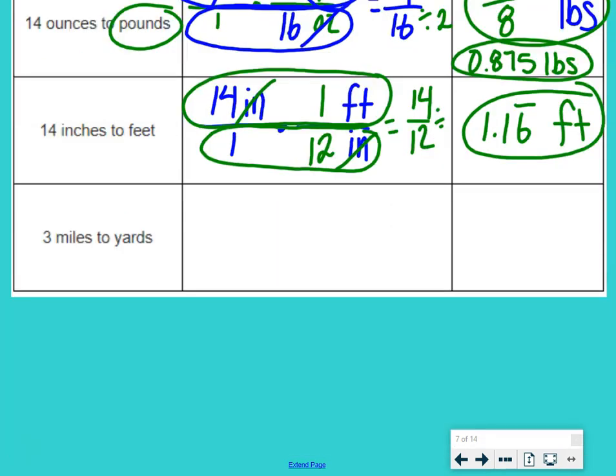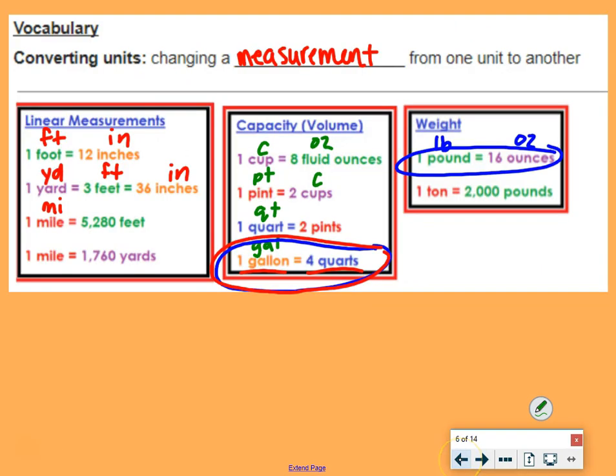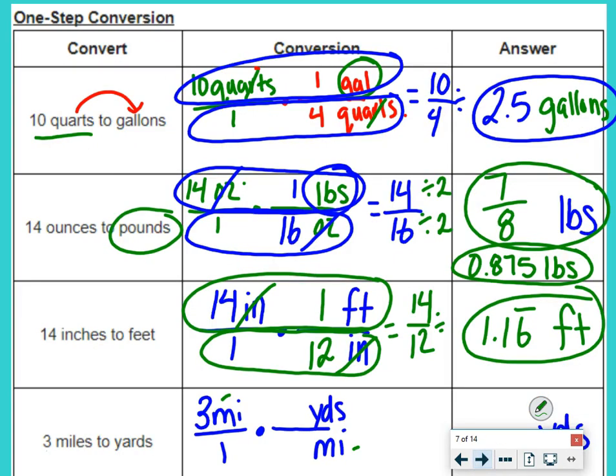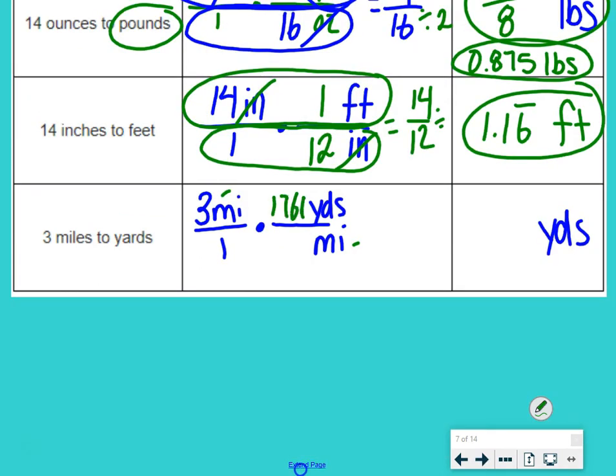Lastly, 3 miles to yards. So we have 3 miles on the top, over 1, times, we want yards on the top, because that's what we want our final answer to be. We want our final answer in yards, and then miles on the bottom. So we have miles on the top and miles on the bottom. Look back at our conversion factors, find miles and yards, and we know that there are 1,760 yards in a mile. So come back down here, 1,760 yards in a mile.